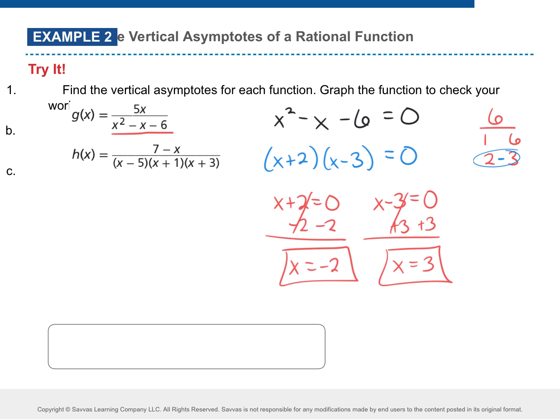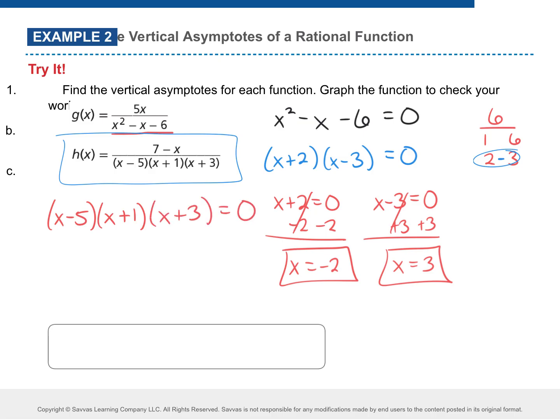Similar idea. I want to find the vertical asymptotes, but what do you notice about this one? What do you notice about the denominator? Right. Is it already factored? It's already factored for you. So we can even skip that step 1 and skip the factoring part. We know we still set the denominator equal to 0. So we have x minus 5 times x minus 1 times x plus 3 equal to 0.